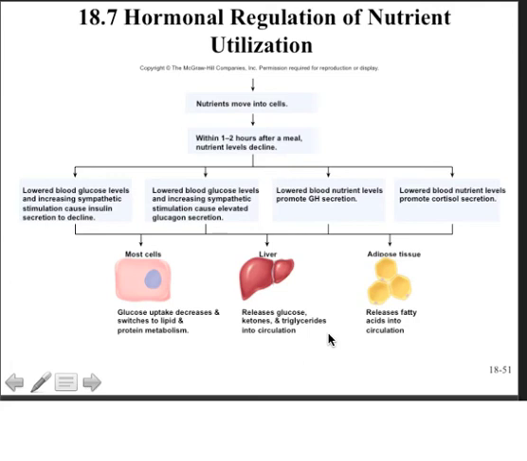Lowered blood nutrient levels also promote growth hormone secretion. That, remember, is an anterior pituitary hormone. And lower blood nutrient levels will also promote cortisol secretion. You can see here the effect on the liver is to cause it to release glucose, ketones, and triglycerides into the circulation. The effect on adipose tissue is to release fatty acids into the circulation, and glucose uptake will decrease as other cells switch to other forms of fuel in order to generate ATP.